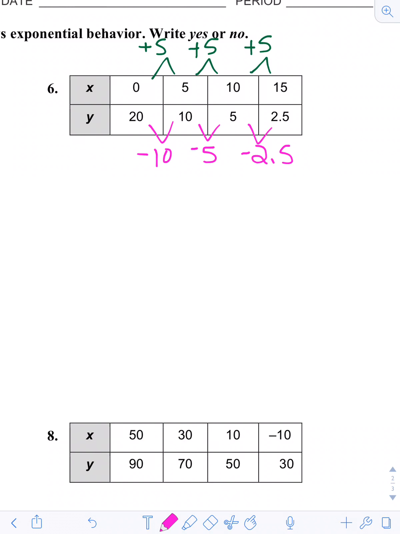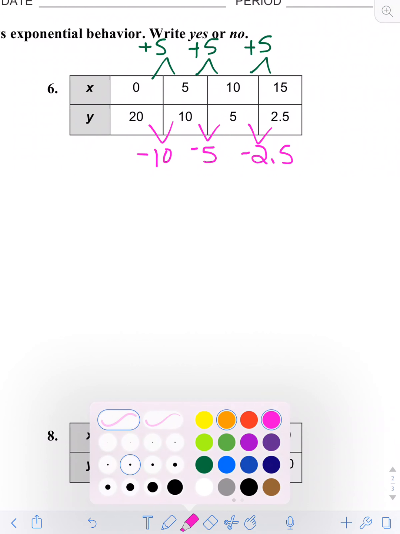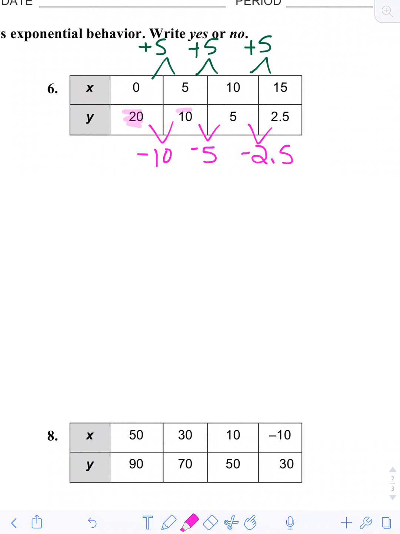Okay, this is where you have to kind of notice your numbers. So let's look at this 20 and 10. I'm looking at my 20 and I'm looking at my 10. That was cut in half. 10 and 5, that's cut in half. 5 and 2.5, that's cut in half.